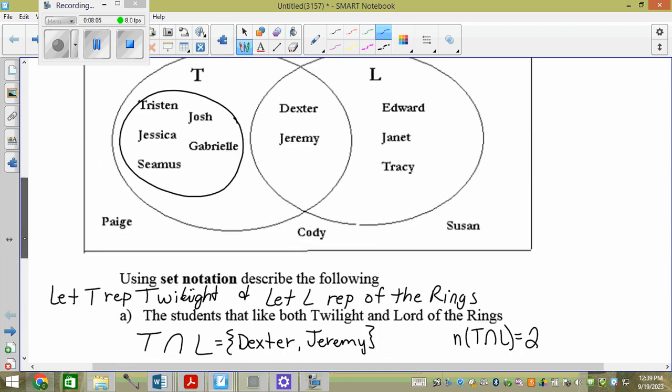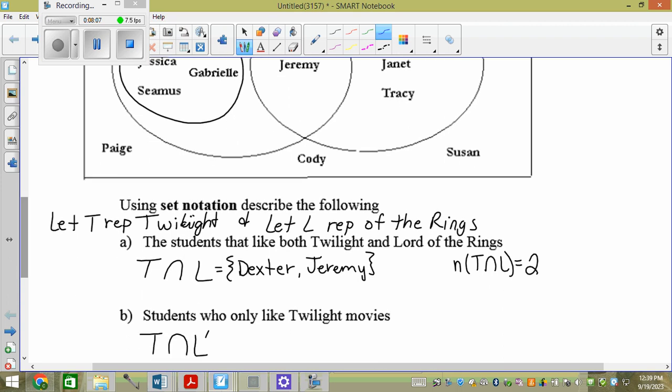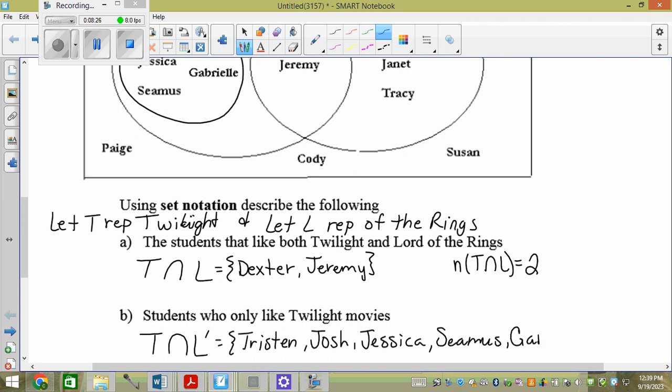So I would list Tristan, Josh, Jessica. Who else is in there? Seamus and who? Josh. I have Josh. Oh wait, here nor there, it doesn't matter.